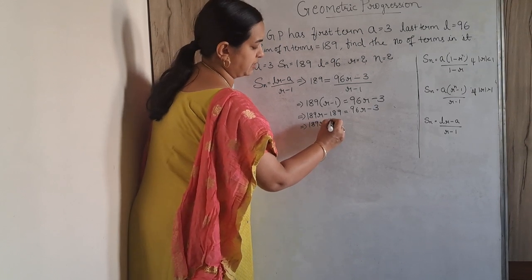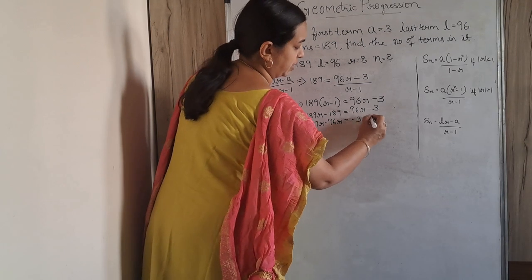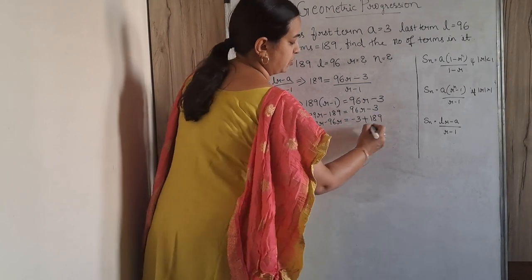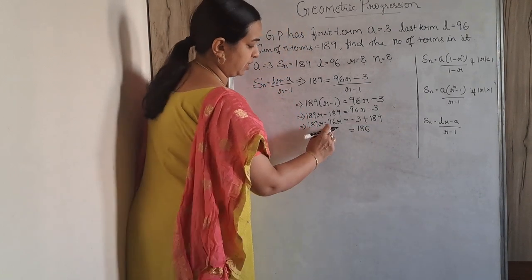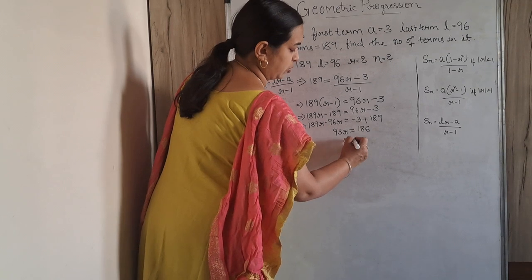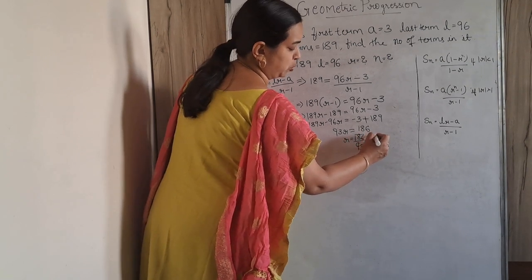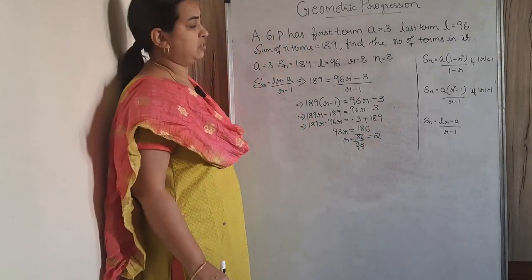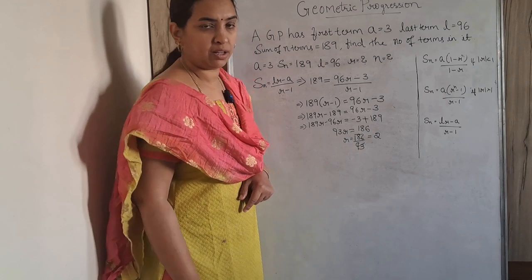189R minus 96R is equal to minus 3 plus 189, which will be equal to 186, and this will be 93R. So R is equal to 93 twos. So we got the value of R here.